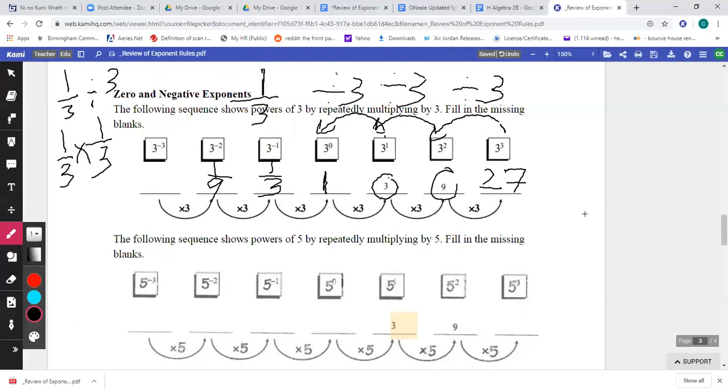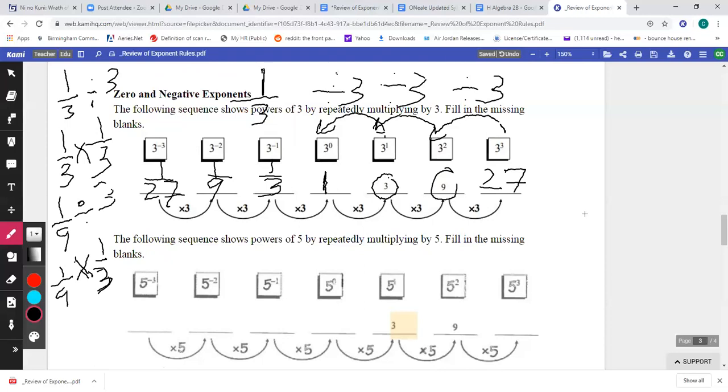And then if I divide by 3 again, 1/9 divided by 3. Remember, when you divide fractions, it's keep, change, flip. So 1/9 times 1/3 is 1/27.